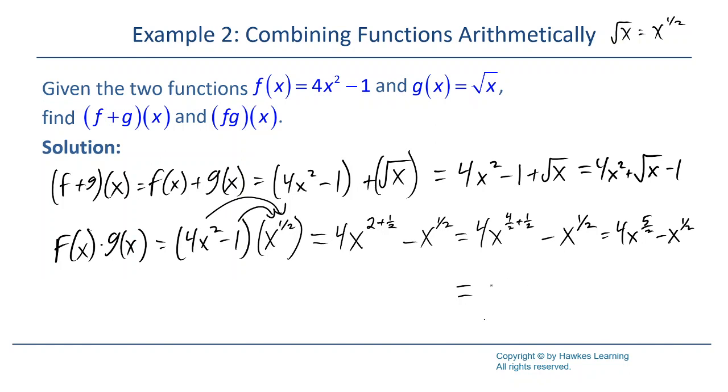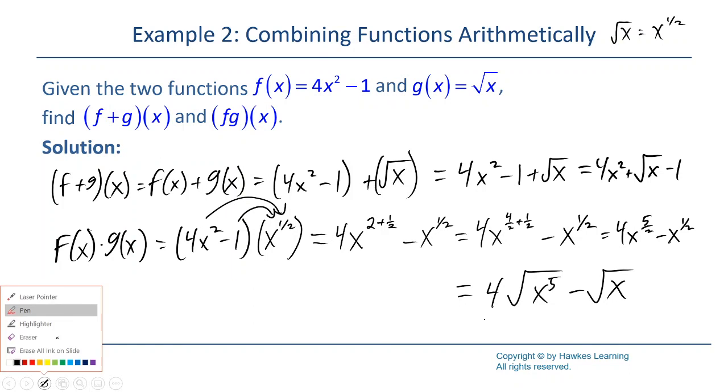The reason I say that is 4 times the square root of x to the 5th minus the square root of x, that's a little bit messier versus just leaving it as 4x to the 5/2 minus x to the 1/2. Just makes your life a little bit easier.